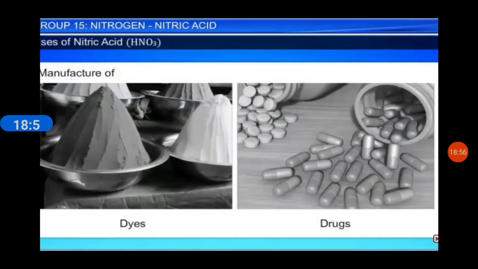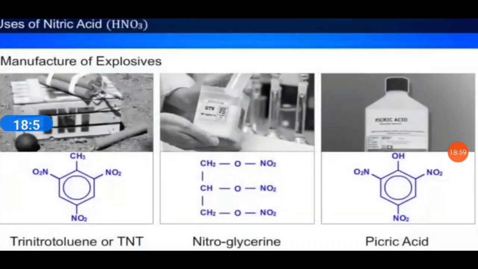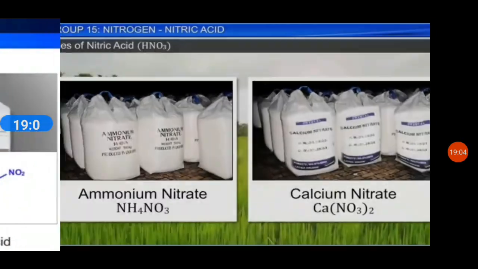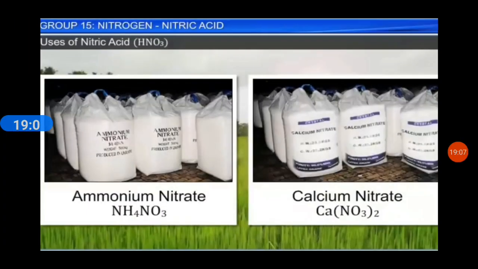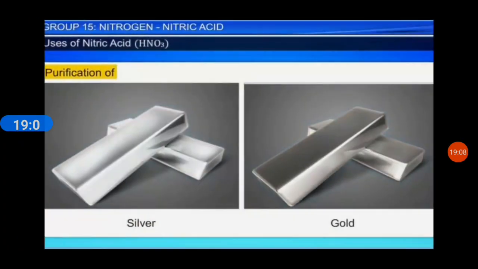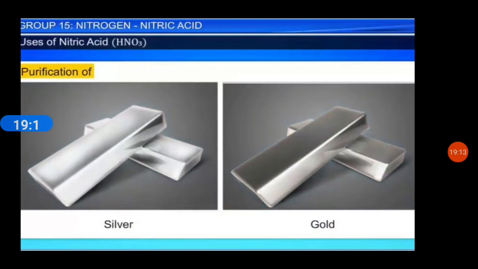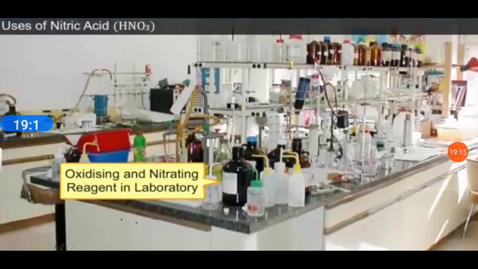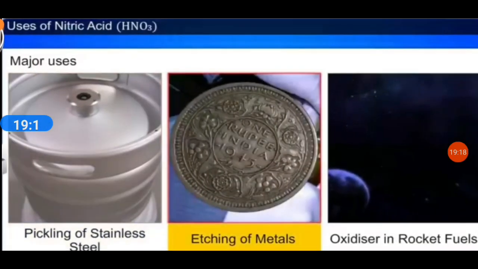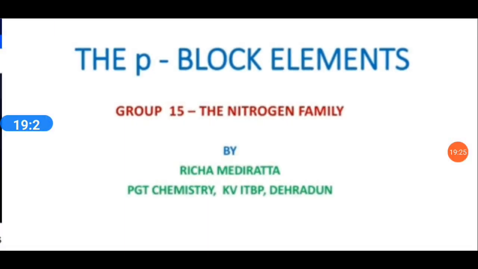Then some uses of nitric acid. It is used in the manufacture of dyes and drugs and explosives like TNT, nitroglycerin and picric acid. Then some fertilizers, ammonium nitrate and calcium nitrate. Then purification of silver and gold. Also used in laboratory as oxidizing and nitrating reagent. Then pickling of stainless steel, etching of metals and oxidizer in rocket fuels.